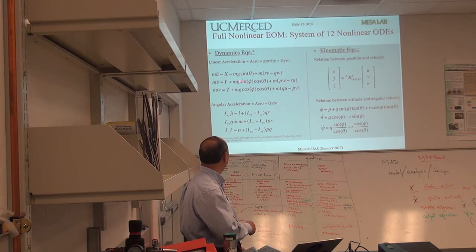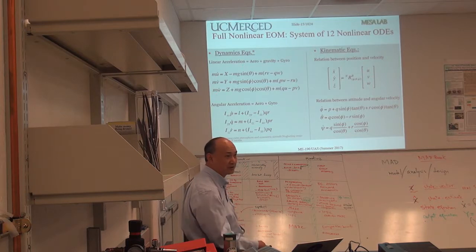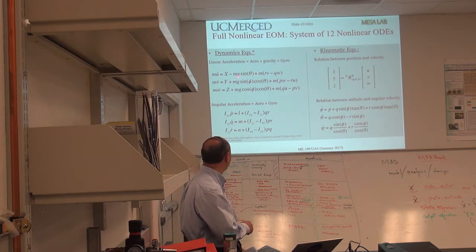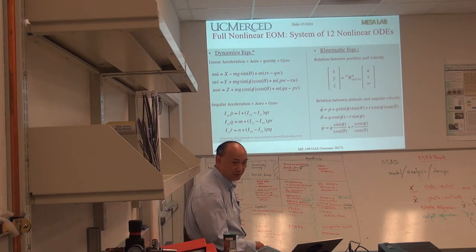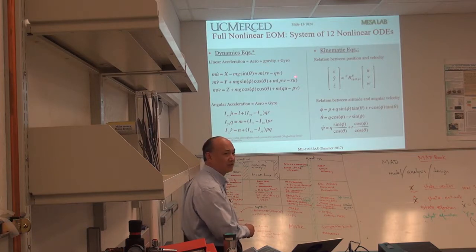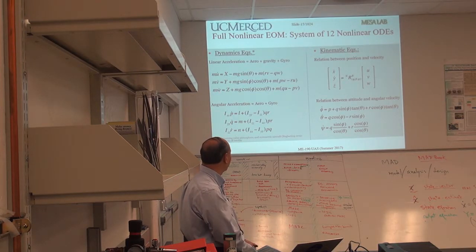Okay? So for linear acceleration, this is just Newton's second law, right? Newton's second law. So this mg is gravity. Then this Eulerian angles, theta, phi, psi. Okay. So u, v, w, m is your mass. So the force is the summation of aerodynamic force, gravity force, and gyroscopic force. Gyroscopic force is standard rigid body dynamics. So it's the velocity and angular speed, PQR and UVW. They have a product that produces a term like this. Okay? So this is called the gyro term.